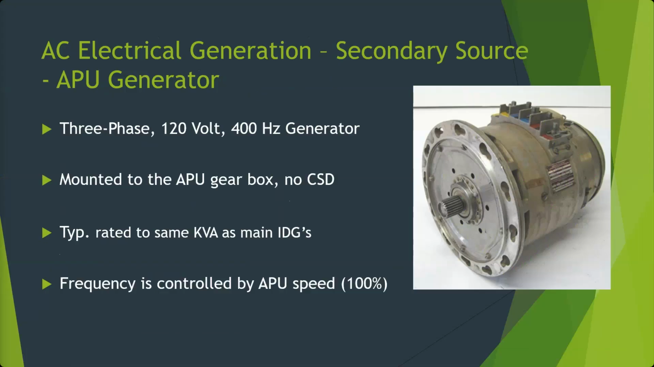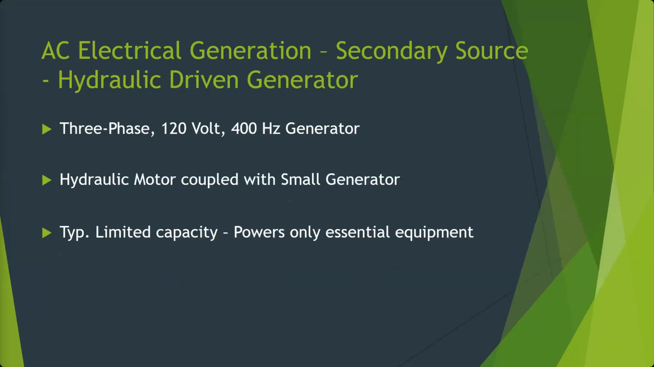And we talked about frequency controlled by the APU. Hydraulic driven generators are similar, three-phase 120 volt. These have a hydraulic motor coupled with a small generator. It's kind of like that constant speed drive, where you had the motor on the output side. It's basically that. So instead of using a CSD to drive that motor, you use hydraulic pressure from your hydraulic system. These are limited capacity. They are kind of an auxiliary emergency source, and they're limited in what they can provide.